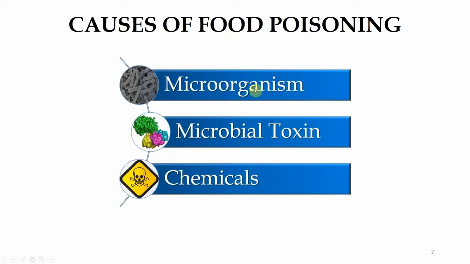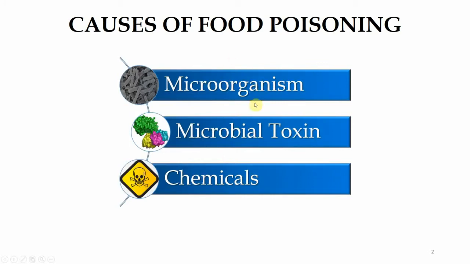The topic for today is about food poisoning. Appearance can be deceiving. There are three main causes of food poisoning: microorganisms, microbial toxins, and chemicals.